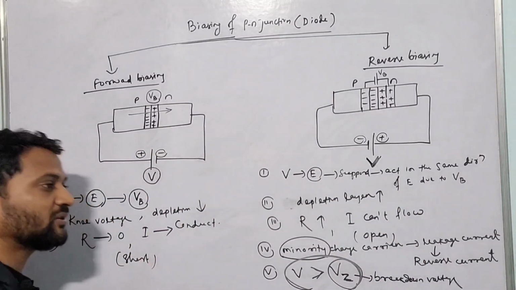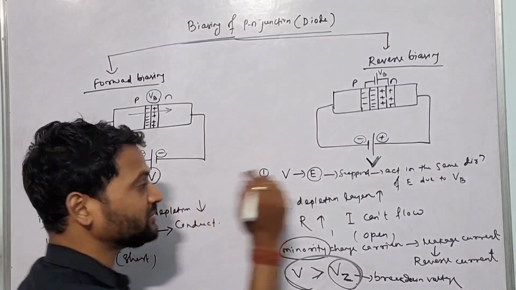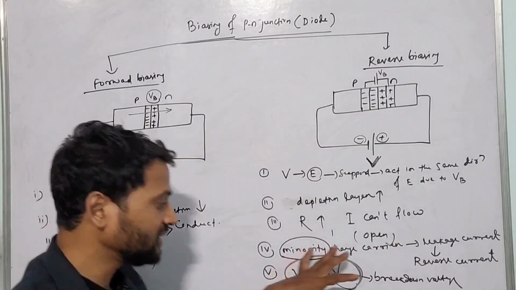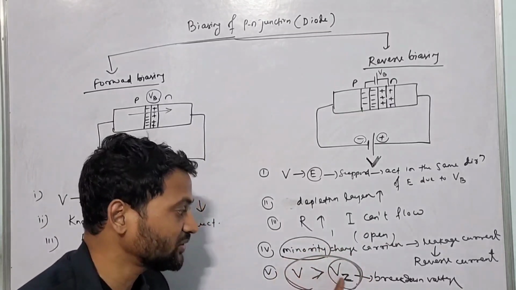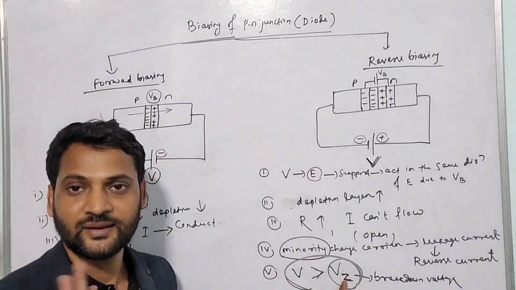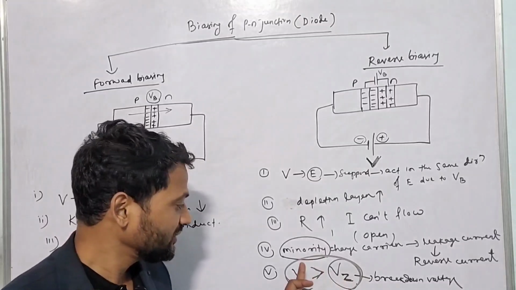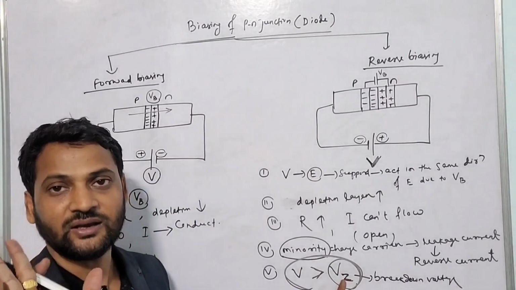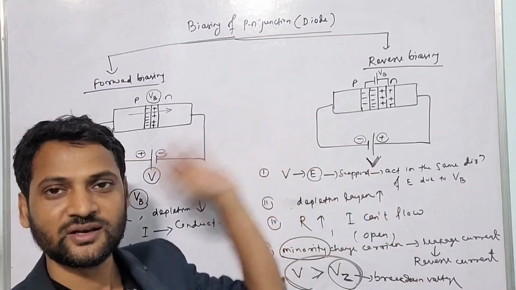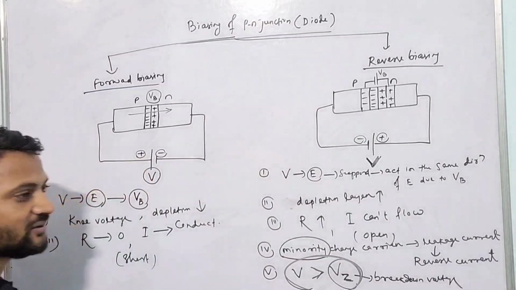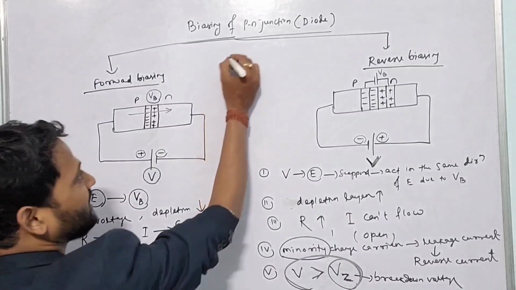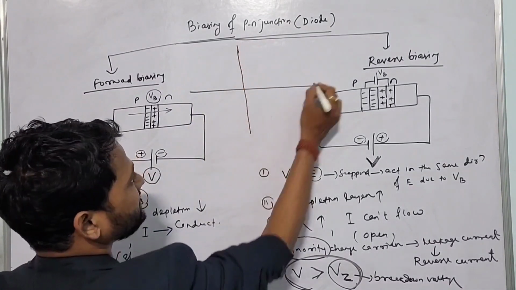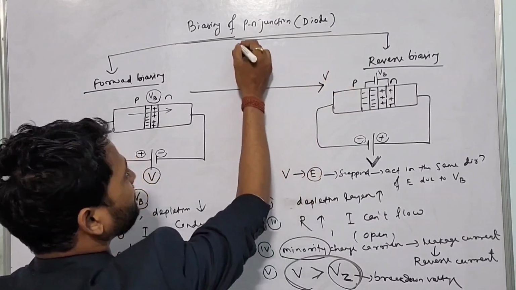So if there are more minority charge carriers, there will be a sudden flow of reverse current. But that condition is applicable only if V is more than VZ. Are you getting my point? If V is more than VZ, you can apply that condition. Then reverse current will flow. Understood?